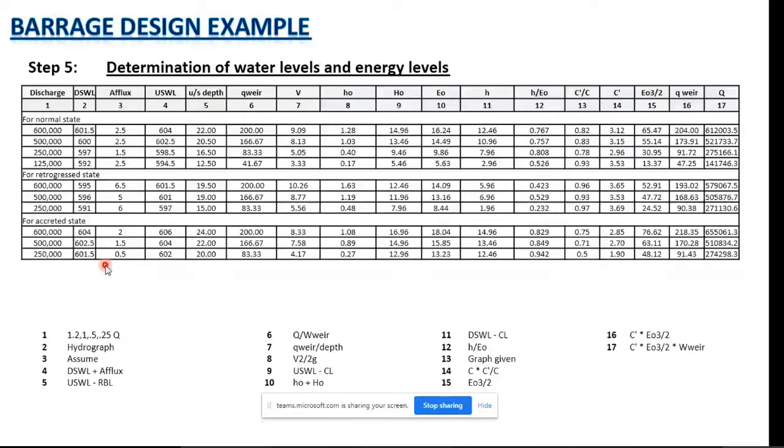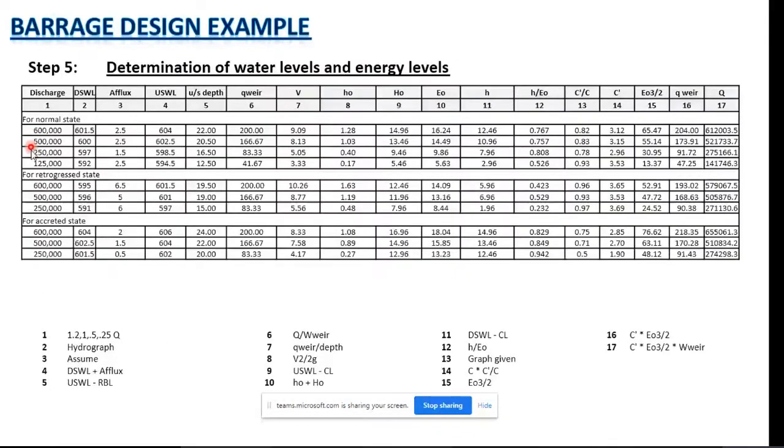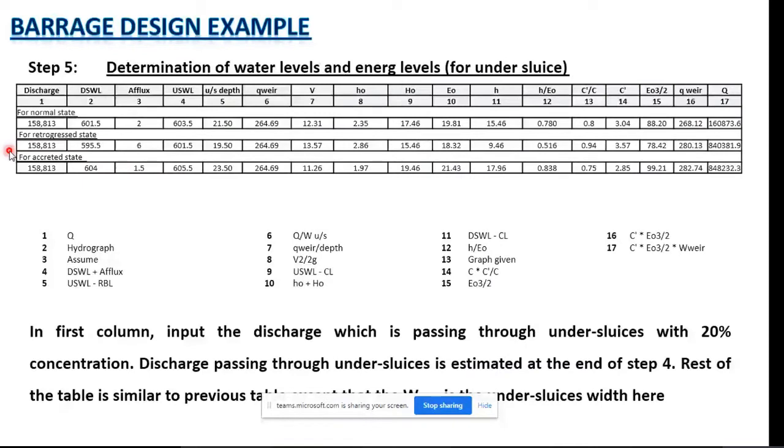In the last class, this was done for the main weir portion. The same practice has to be done for the under sluice portion. But the difference is that for the main weir portion, we considered various discharges. For the under sluice portion, a single value of discharge, or discharge with 20% concentration, is considered. The discharge calculated at the end of step 4, the discharge passing through the under sluice, is multiplied here by 1.2.